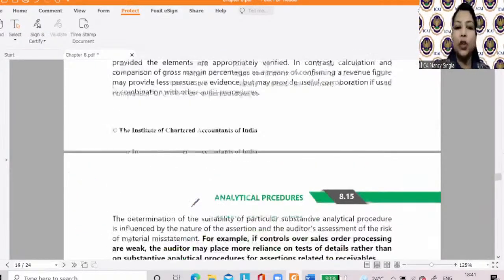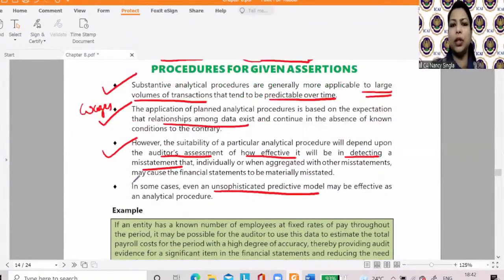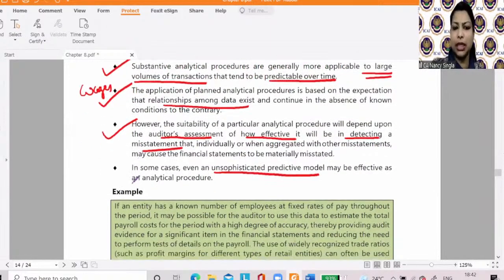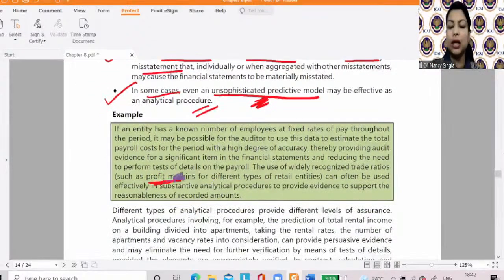Okay? So this was about the suitability of a particular analytical procedure, whereby we discussed that there should be a large volume of transactions, they should be predictable, the relationship should exist and continue, and otherwise it depends upon what? The auditor's assessment as to how effective a particular analytical procedure will be in detecting a misstatement. Okay? But it might happen that in some cases, even an unsophisticated predictive model may be effective as an analytical procedure. I gave you the example of the GP ratio and the number of employees. This is very beautifully explained in this example. Please read it as homework.